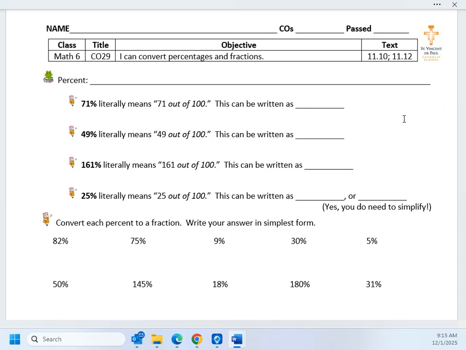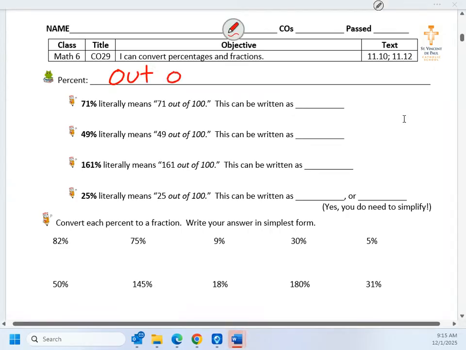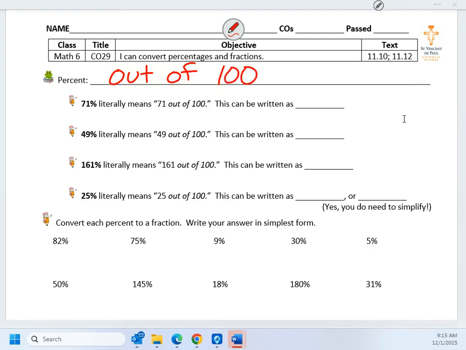So to start out, we need the definition of percent. Percent literally means out of 100. Cent, when we look at what that root word means, 100. A century is 100 years, right? That C-E-N-T. Think about how many cents are in a dollar. 100 cents in a dollar. So that 100 is that magic number.